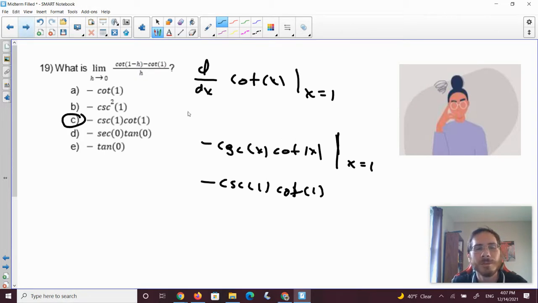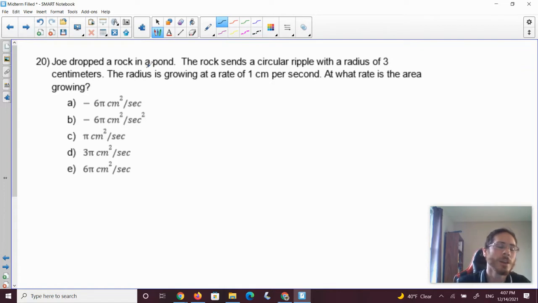All right. So then for number 20, when it loads up. There we go. So 20 says, Joe dropped a rock in a pond. The rock sends a circular ripple with a radius of 3 centimeters. The radius is growing at a rate of 1 centimeter per second. At what rate is the area growing? So again, we've got a nice little related rates question here. We've got our picture. Our ripple is going to be 3 centimeters and somewhat circular.